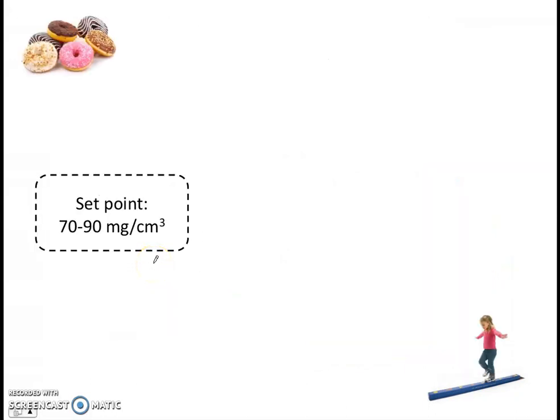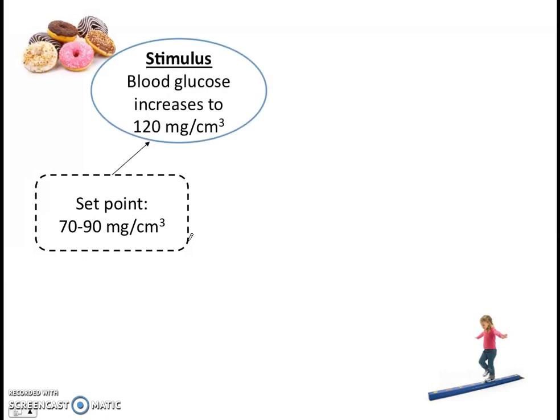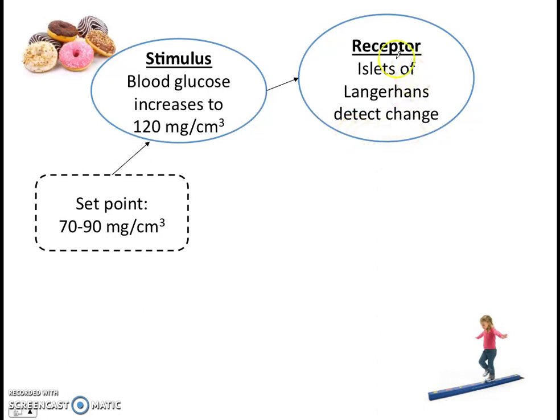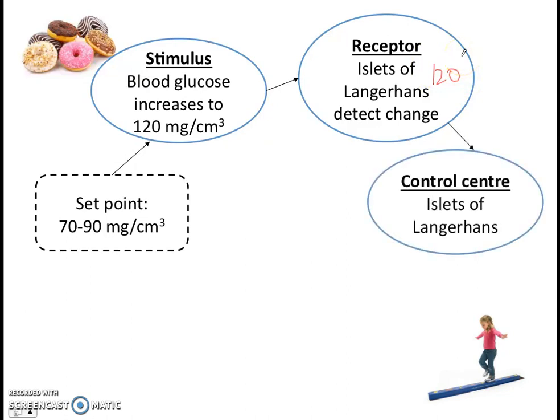Alright, so here's our diagram of homeostatic control of blood glucose level. We start with our set point, which is about 70 to 90 milligrams of blood glucose per cm cube of blood. Let's give ourselves a stimulus, eat a lot of donuts, yum yum yum. However, the stimulus is that the blood glucose increases to 120 milligrams. Wow, that's very high. Remember that the stimulus is detected by the receptor. So the islets of Langerhans will detect the blood glucose levels. So it detects, oh, it's 120 units now, and sends this information to the control center, which is also in the islets of Langerhans.